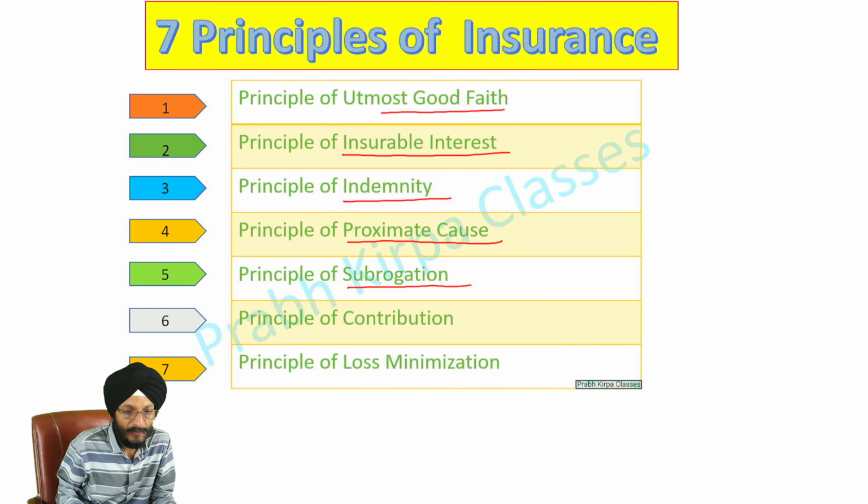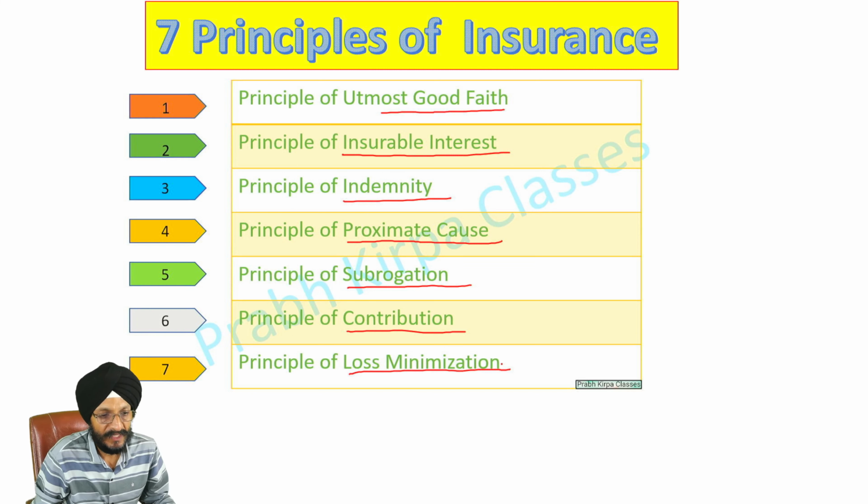Fifth is principle of subrogation. Sixth is principle of contribution. And seventh is principle of loss minimization. We will discuss each of these principles one by one in detail.